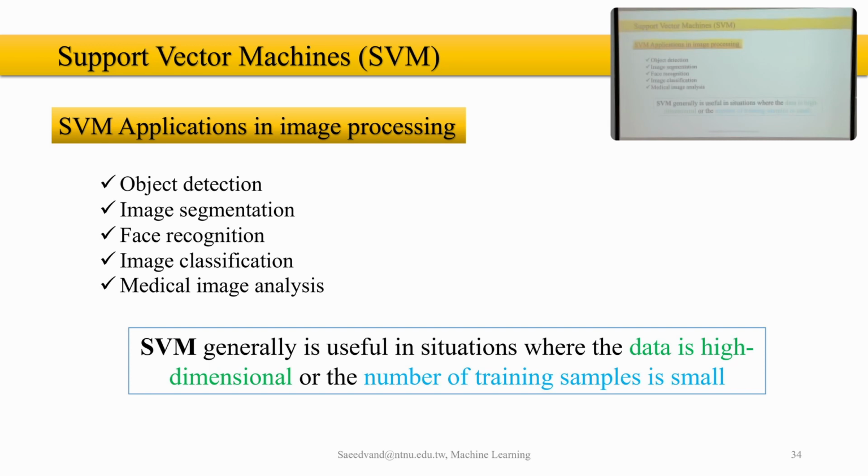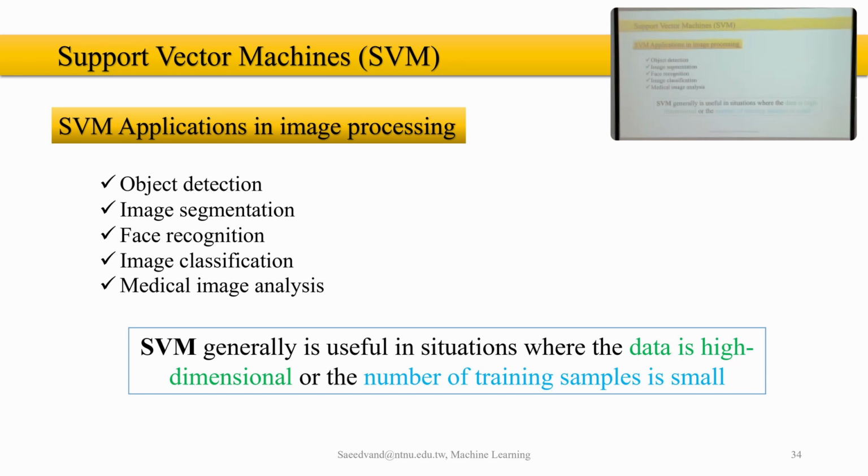So what are the applications? For example, in image processing alone, if I want to state for SVM, you can use it for object detection. You can use it for image segmentation. You can use it for face recognition. You can use it for image classification. You can use it for medical image analysis. So all these concepts that we use can be applied on these problems.